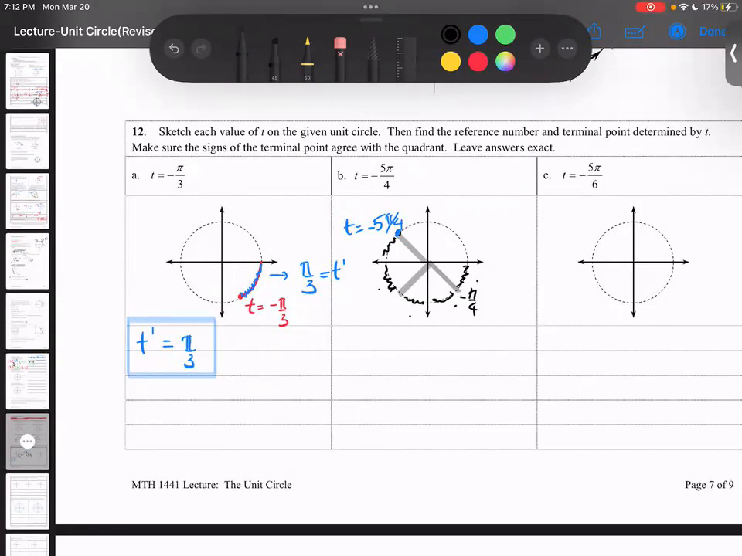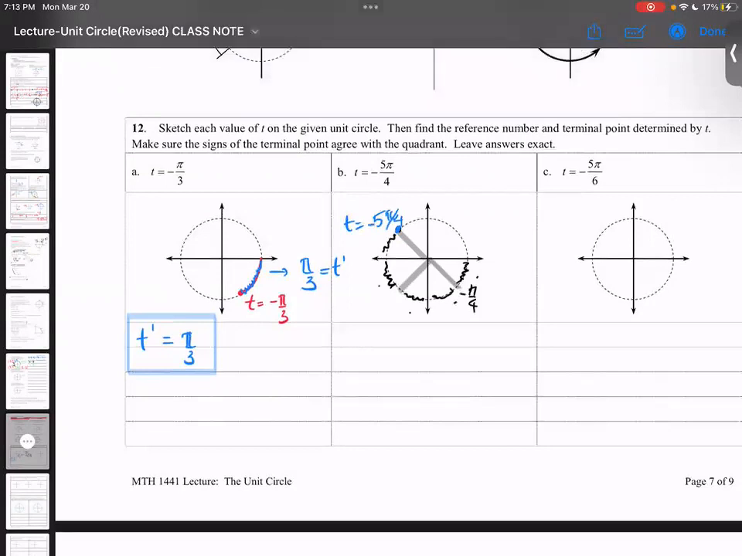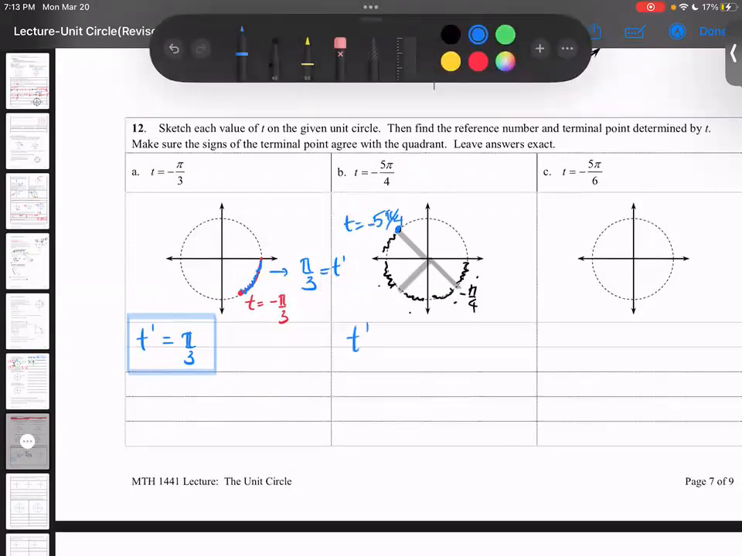All right. Again, I want to find t prime, the reference number. Same thing. The definition, right? It's the shorter distance between the terminal point to the x-axis. And that shorter distance is right here. This distance right there. What is that distance? Pi over 4. See how easy that is? All you have to remember is the short distance between the terminal point and the x-axis. Negative 5 pi over 6.